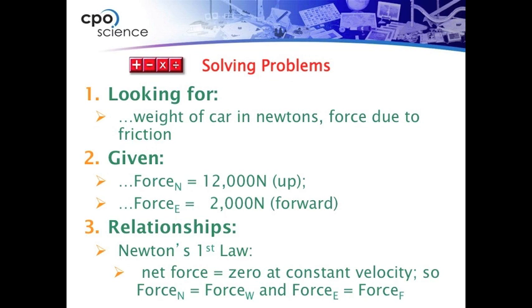Solving this problem, first what are we looking for? The weight and frictional force on the car. What were we given? We were told normal force, the upward force, was 12,000 newtons, and the force to the right was 2,000 newtons. And the important part was the fact that it was moving at a constant velocity.